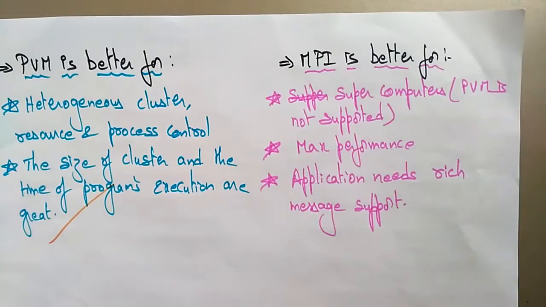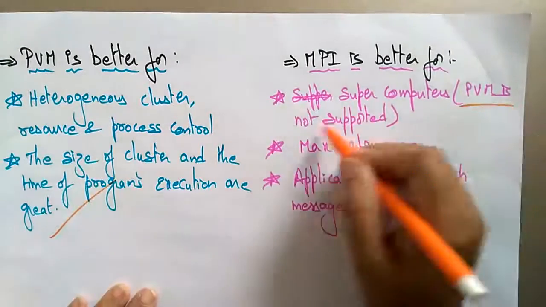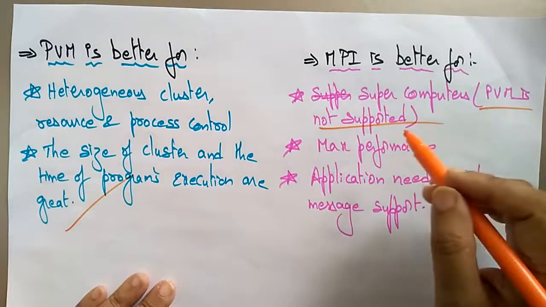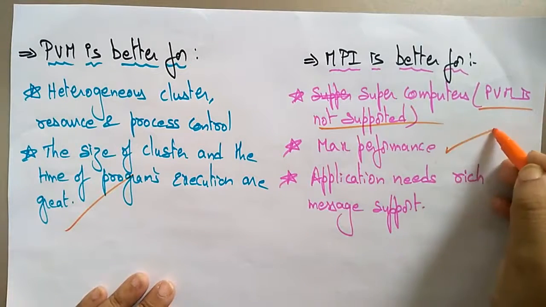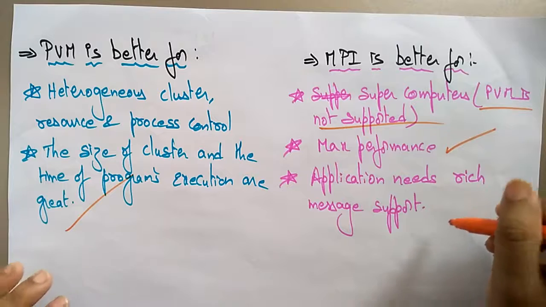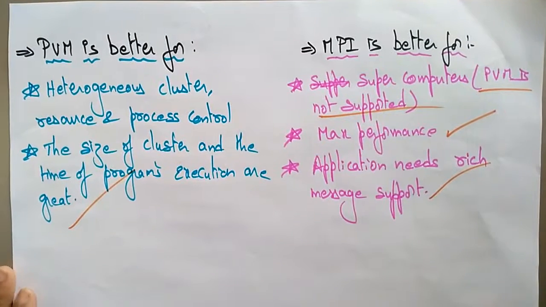But MPI is better for supercomputers, while in PVM supercomputers are not supported. MPI supports supercomputers, and here the performance is maximum. MPI is better for maximum performance and for applications that need rich message support. So these are the different features and characteristics of PVM and MPI.